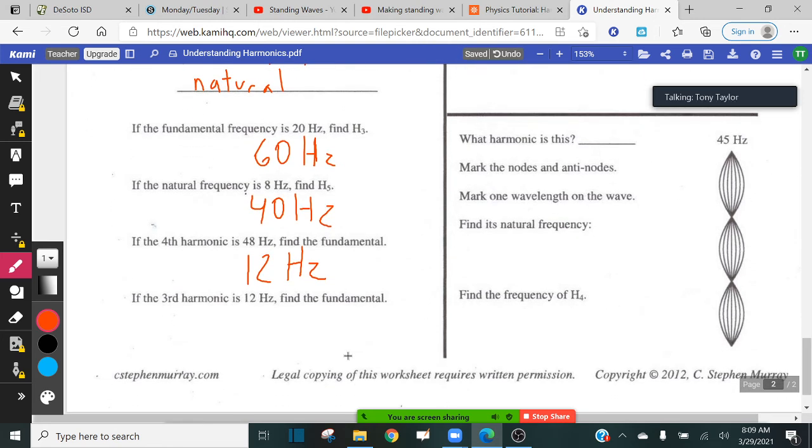If the third harmonic is 12 hertz, find the fundamental frequency. Well, what's 12 divided by 3? In this case, this is 4 hertz.